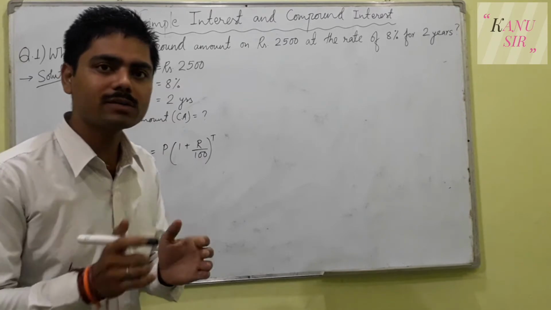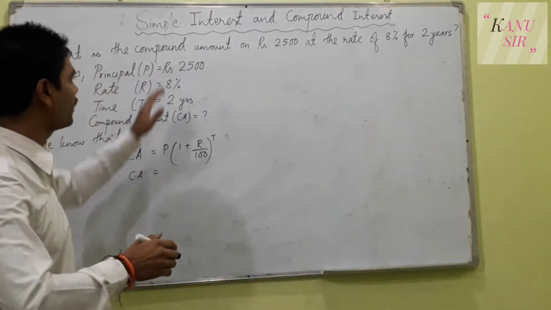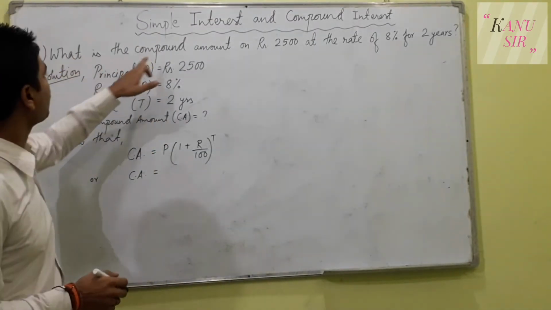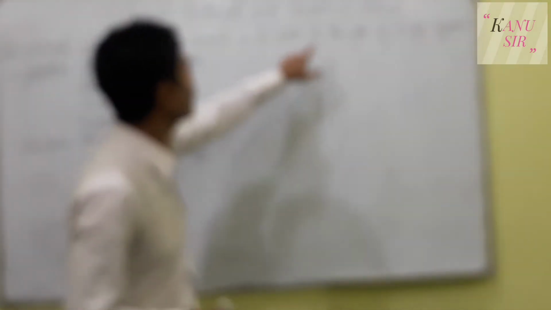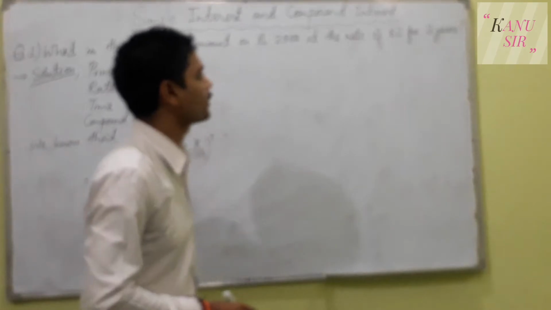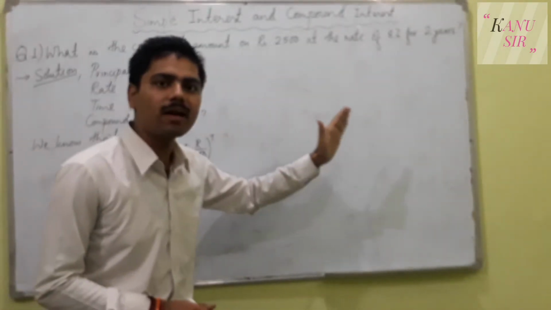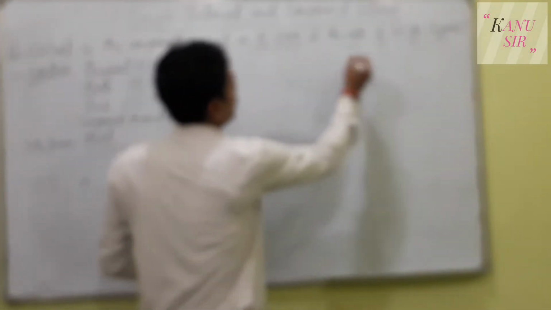Among them, the first and easiest question in compound interest is as follows. What is the compound amount on rupees 2,500 at the rate of 8% for 2 years? By looking at the question, we must be able to identify the given terms. Then we can find the required term.